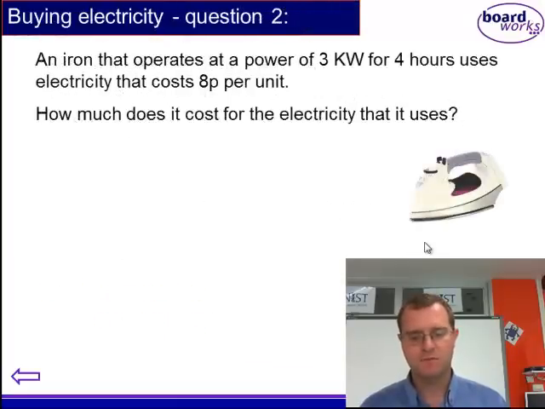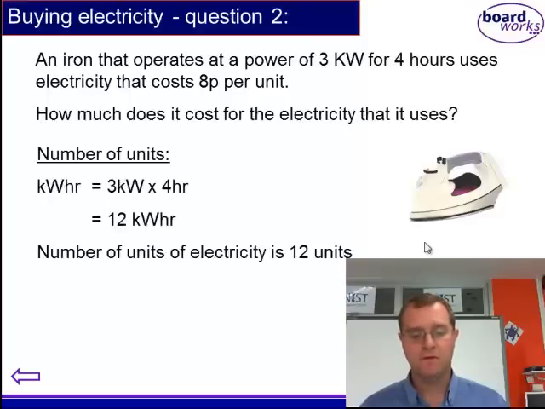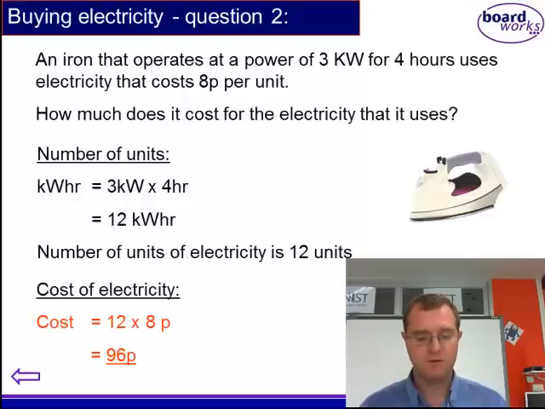Another type of question. Power is 3 kilowatts for 4 hours worth of use. That means that 12 units are used in total. 12 times 8 is 96 pence. So there's some examples of calculations you may have to do in the future relating to power and how much you use and how much you have to pay for it.